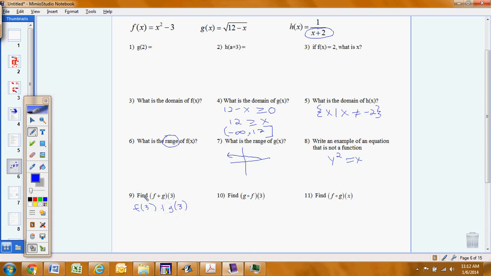You find f of 3 by plugging 3 into the f function. Find g of 3 by plugging 3 into the g function. Add those two answers up. No big deal. But this is a composite function.